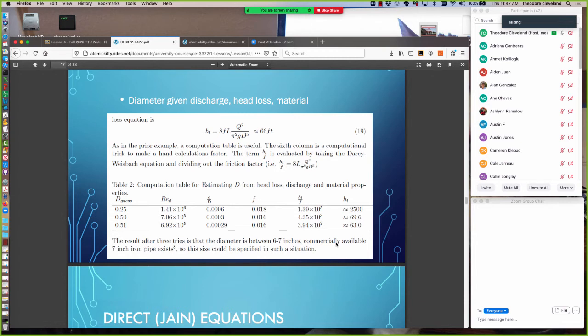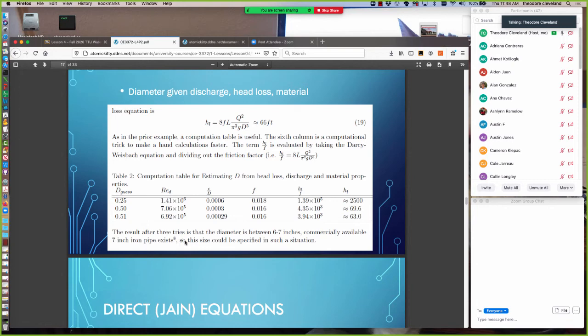And in a hydraulic system, we would probably opt for the larger diameter. And it turns out that commercially available 7-inch pipe indeed exists. It's unusual, but you can buy it at Pipes R Us. And so that size could be specified in this situation.